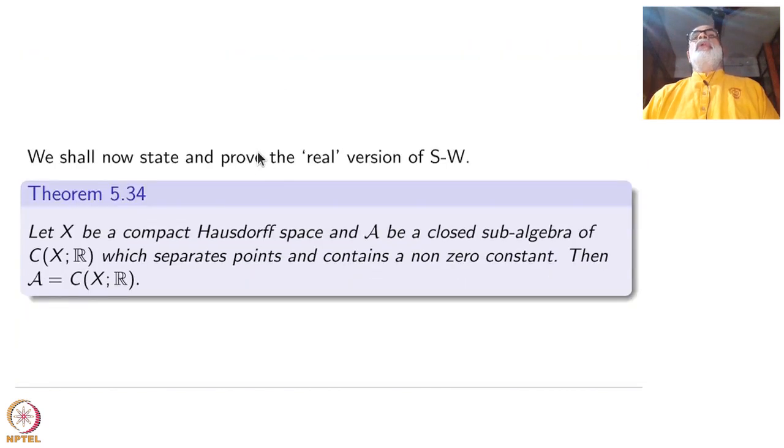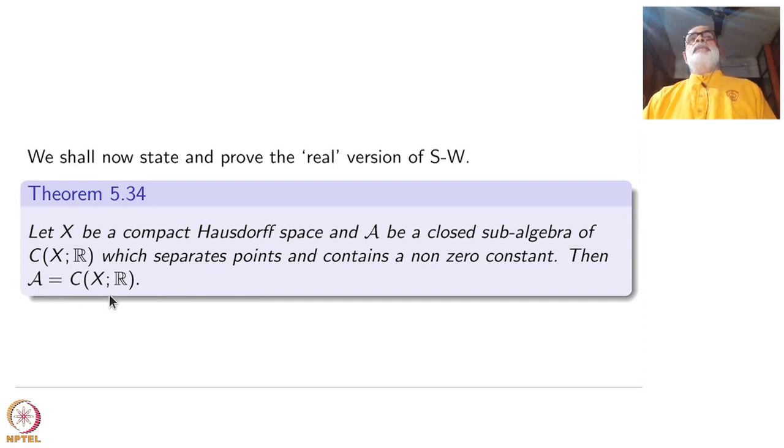Okay, so now let us complete the proof of the real version of Stone-Weierstrass. Let X be a compact Hausdorff space, A be a closed subalgebra of C(X,R) which separates points and contains a non-zero constant, then A is the entire C(X,R). Contains a non-zero constant is the same thing as contains the subalgebra R itself. The real numbers, as represented by constant functions, are a subalgebra of A always. So that is the assumption here.